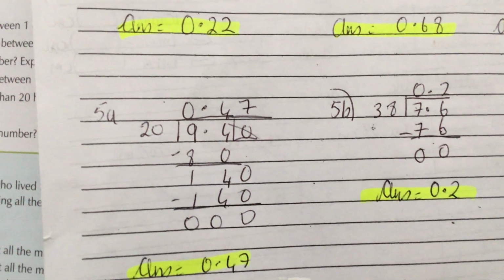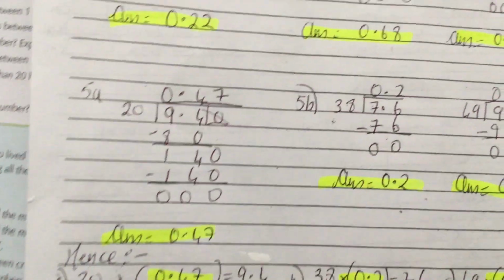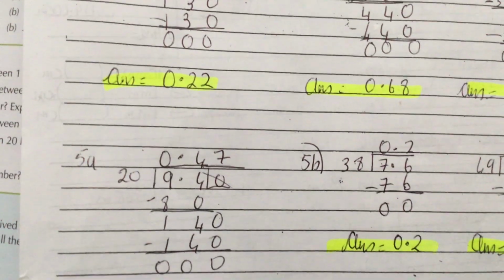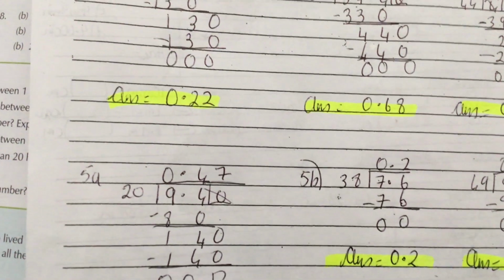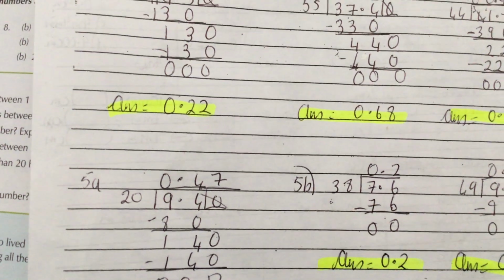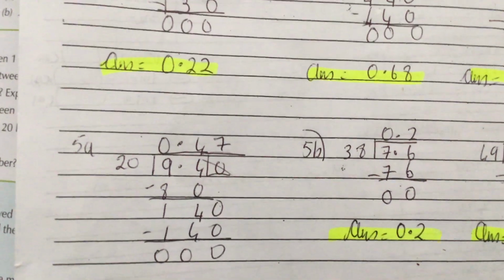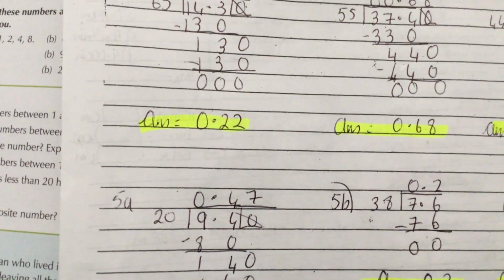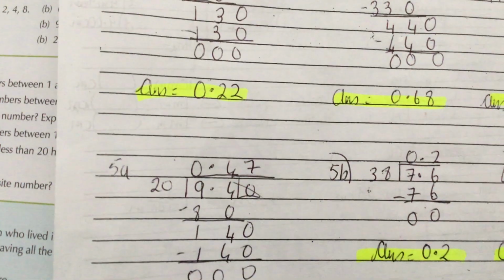20 by something is 9.4. So we have to divide 20 into 9.4. 20 into 9 won't go. Align your decimals. And then 20 into 94. We know it can't go in 5 times because 5 twenties are 100. So we multiply 4 by 20, and we end up with 80. We take it away. We end up with 14.